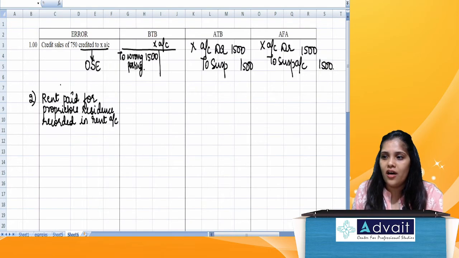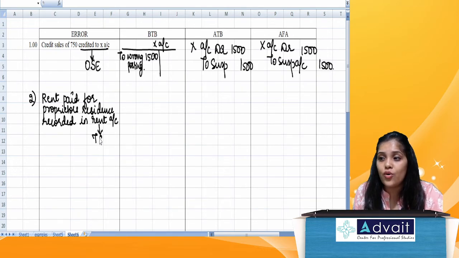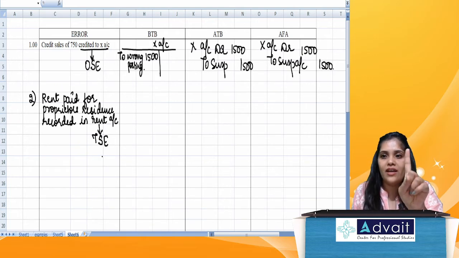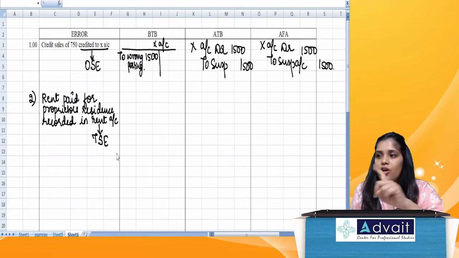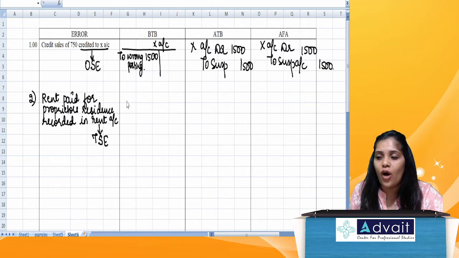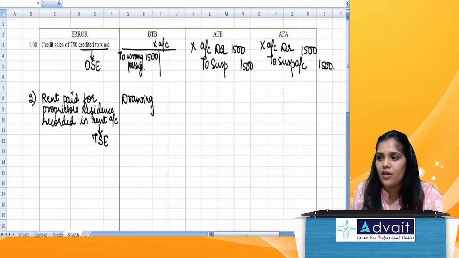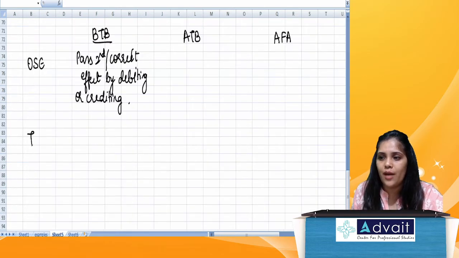Now, come here. Rent paid for proprietor's residence recorded in rent account. This is a two-sided error. Ma'am, how two-sided? Because two accounts are wrong. One is rent and one is drawings. So, how did we rectify in BTB? We should rectify drawings account debit to rent account. So, ma'am, what did we do? We did four steps. If it is a two-sided error, then we should do four steps.